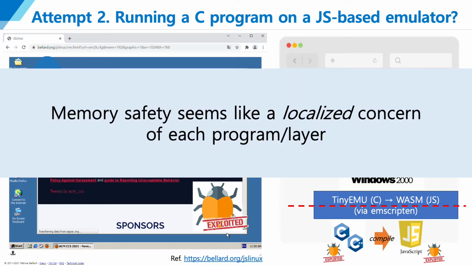In other words, memory safety is not a holistic or universal concern, but rather a localized concern of each program or layer. And what matters is whether the memory abstraction that each program is built on is bypassable or not by an attacker. When it comes to the emulation metaphor, the memory that the emulator cares about is indeed different from the memory the program is built on. So the memory safety bug of the program is not the memory safety issue of the emulator.